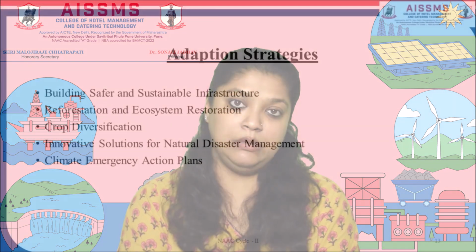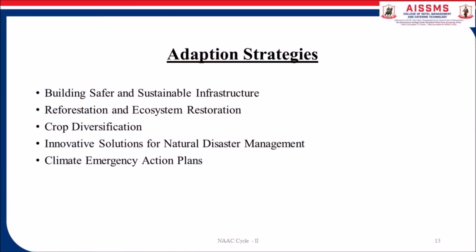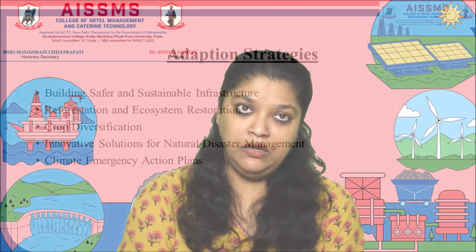Now, when we talk about adaptation strategies, there are 5 adaptation strategies that we have shortlisted, and we'll begin with the first one, which is building safer and sustainable infrastructure. The second one is, of course, reforestation and ecosystem restoration. The third one is crop diversification, and then we move forward to innovative solutions for natural disaster management, and finally climate emergency action plans. So shall we begin with the first one?